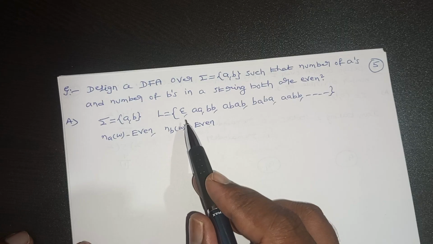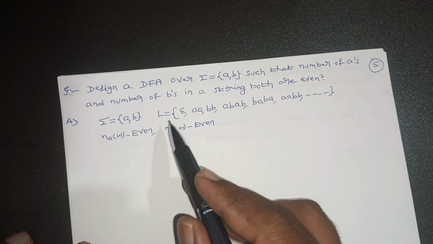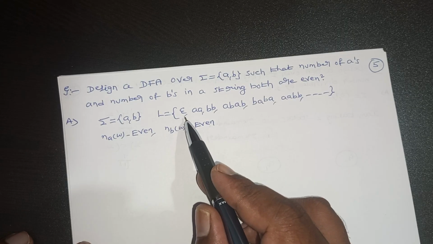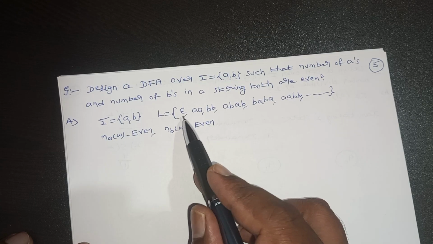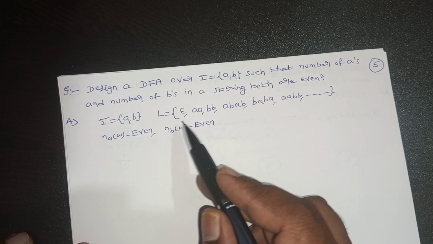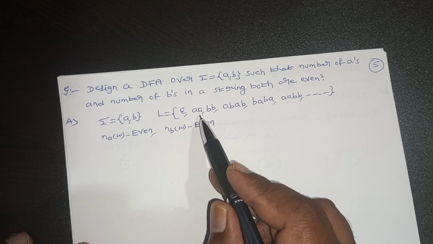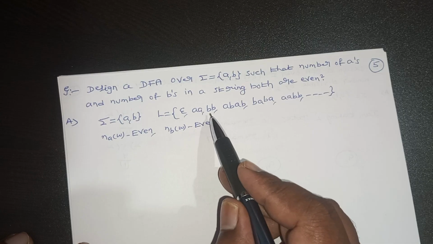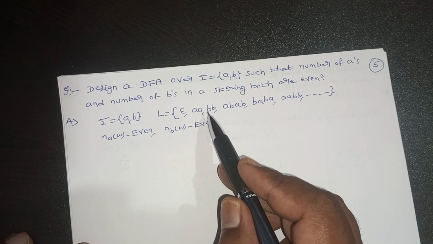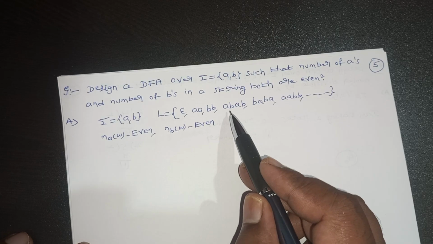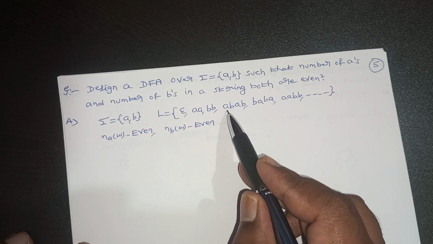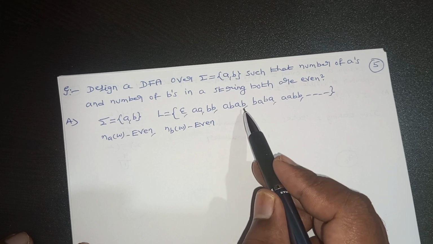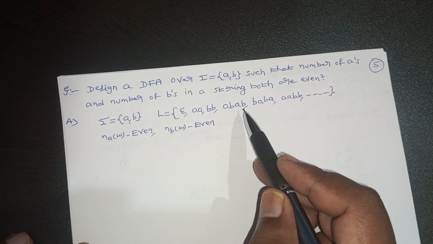So what is the language? First you write the language. Language equal to epsilon. What is the meaning of epsilon? Nothing but zero: zero number of a's, zero number of b's. That is epsilon. What is AA? Even number of a's. What is BB? Even number of b's. Take one more string, AB AB: here I have two a's, two b's.